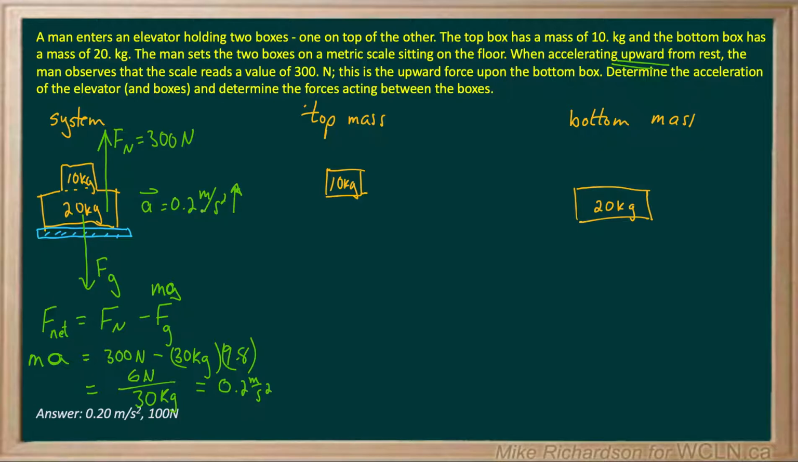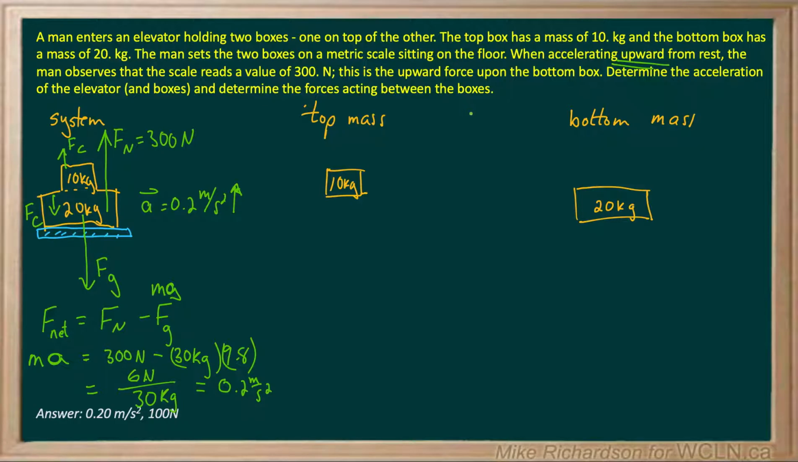Okay, now we want to figure out what that force is in between the boxes. Now, according to Newton's third law, it'll be equal and opposite. The bottom box, the 20 kilogram box, is pushing directly up on this 10 kilogram mass. So we'll call that a contact force, Fc. Similarly, the 10 kilogram mass, because it has inertia, is pushing back on the 20 kilogram as it tries to accelerate upwards. So there's an equal and opposite Fc force acting on the 20 kilogram mass.